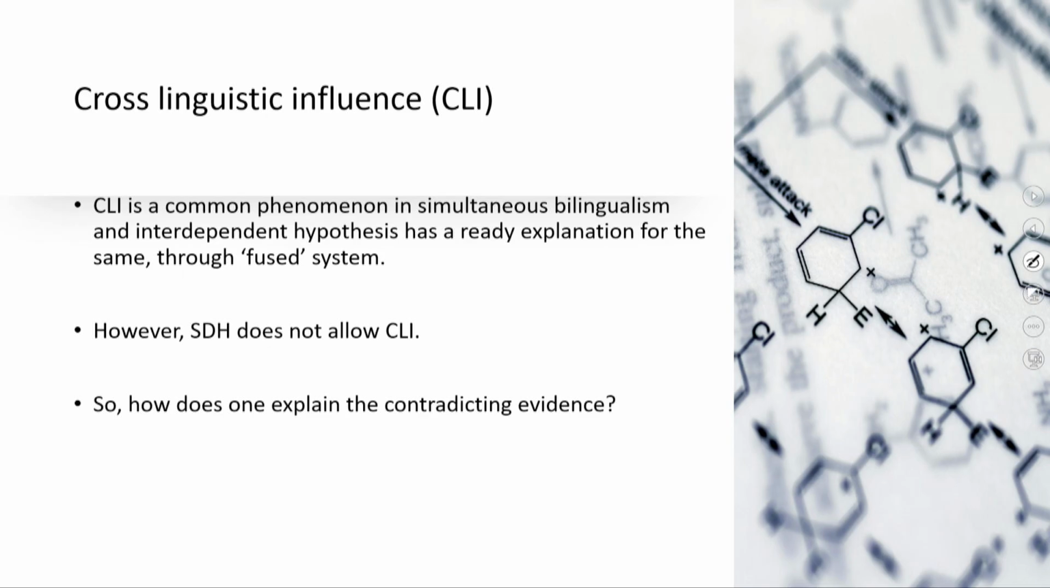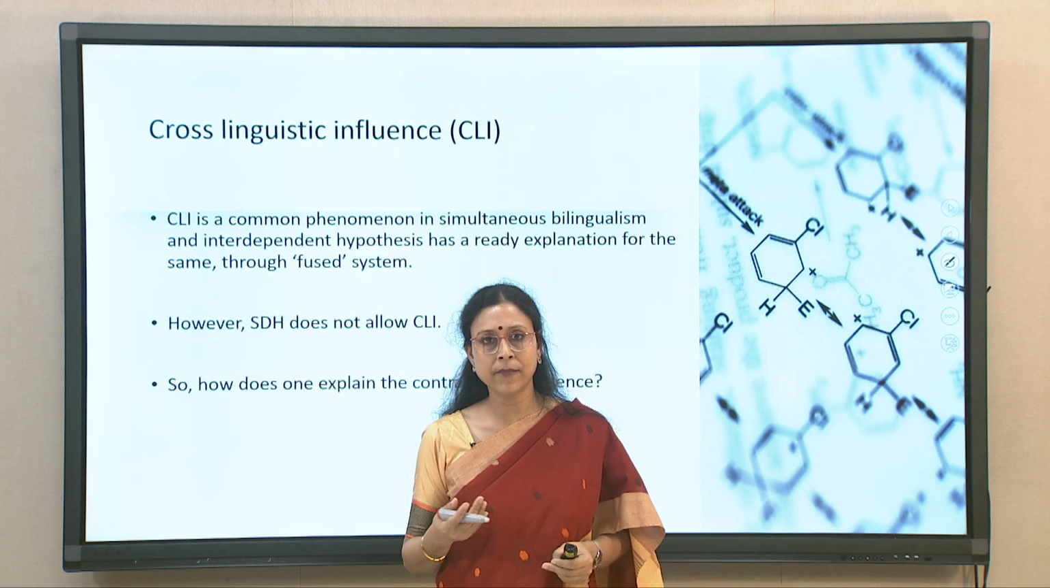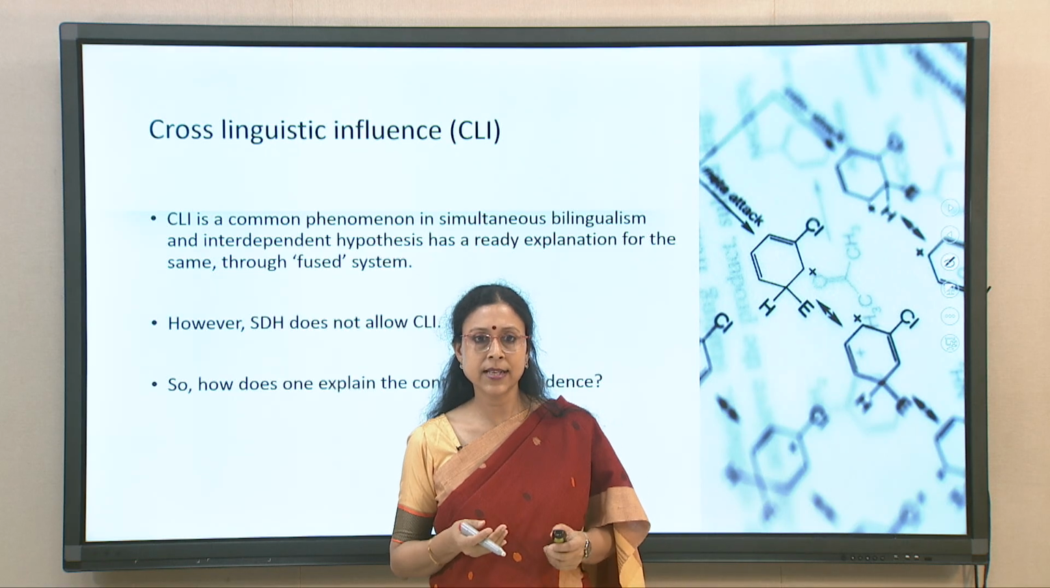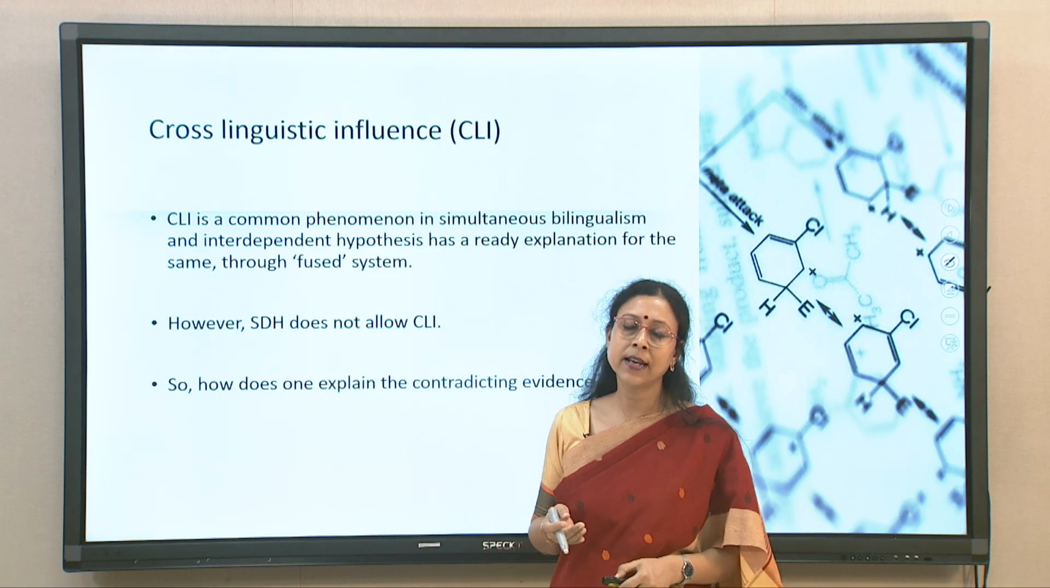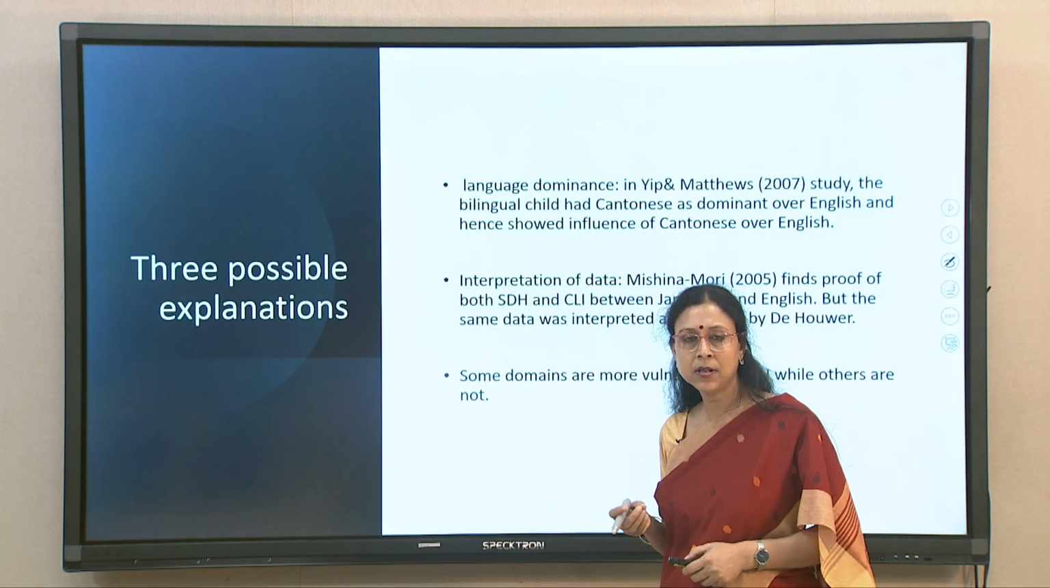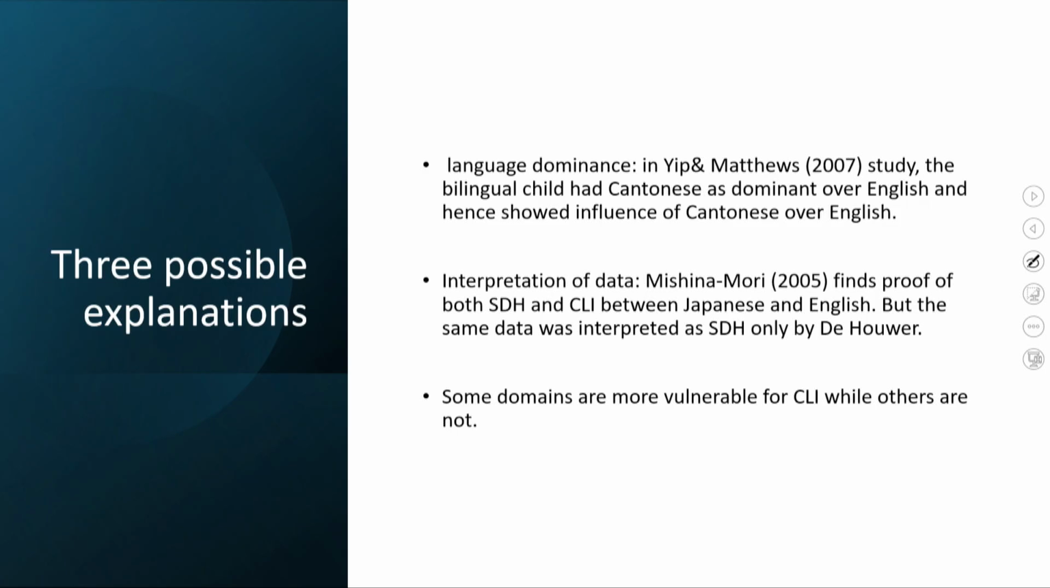Another important concept within this entire debate is that of cross linguistic influence. As the name suggests, it is the influence from L1 to L2. If we are talking about the separate development hypothesis, it does not allow any cross linguistic influence, because the languages are kept completely separate, and the interdependent hypothesis, by virtue of being interdependent, automatically makes way for CLI to happen. So, how does one explain the contradicting evidence? There are many possible explanations that have been put forward.